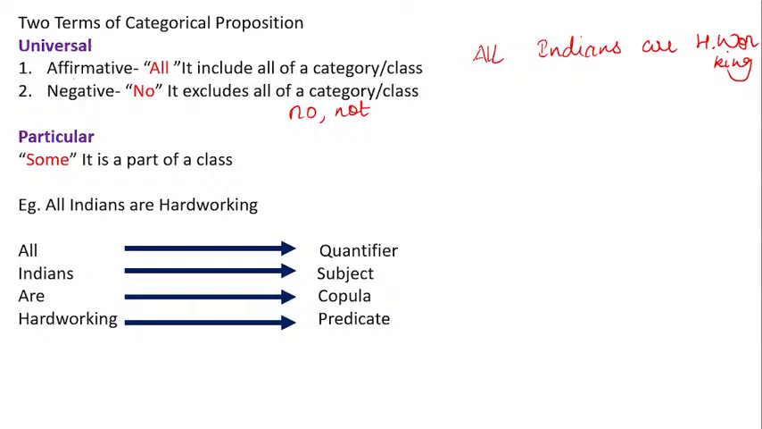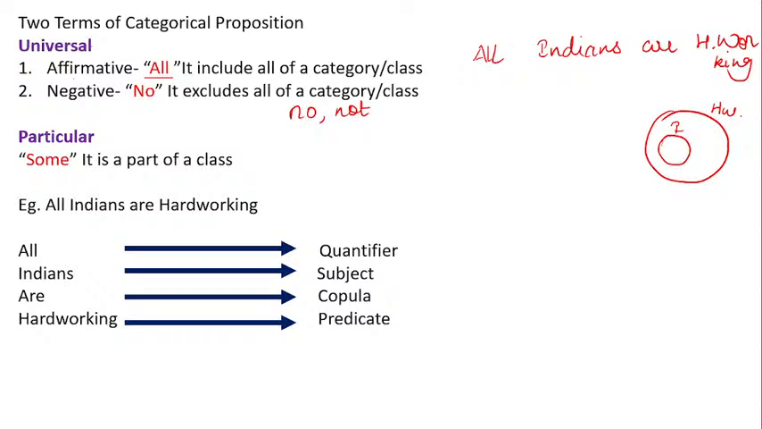And we call it universal affirmative. It is universal because we are talking about all the Indians in the world. Okay, we are saying all Indians are hardworking. If this is the circle of Indian and this is the circle of hardworking, then all the Indians are coming inside the hardworking circle. So universal means this statement is applying to each and every Indian in the world. It is a positive statement, so it is called affirmative.